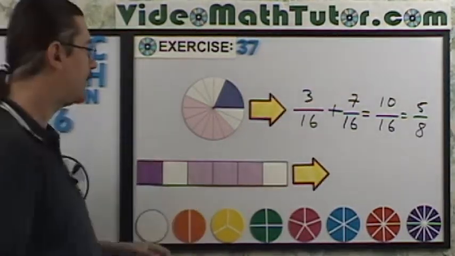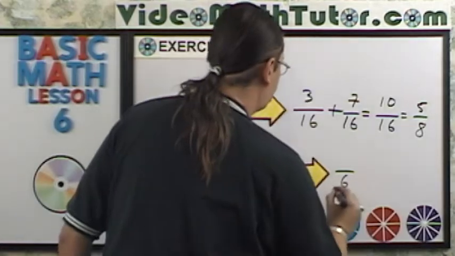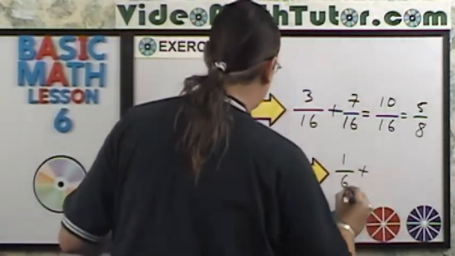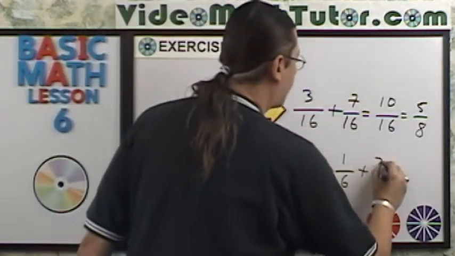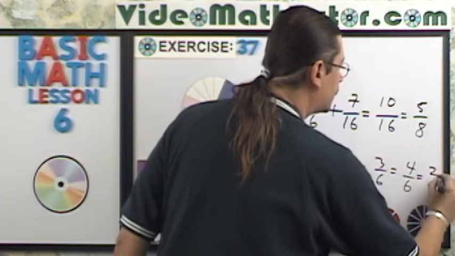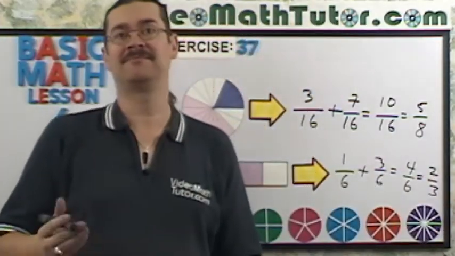Now for this one here, we have 1, 2, 3, 4, 5, 6. This is my denominator. We have 1 shaded region here, plus 1, 2, 3 in the other. This adds up to 4/6, which reduces to 2/3. We're done.